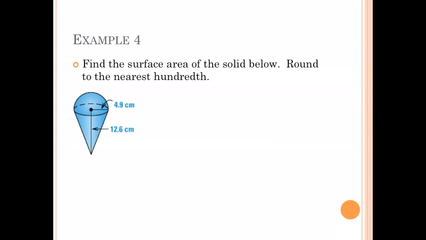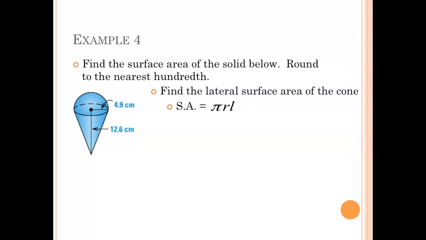Find the surface area of the solid below, round to the nearest hundredth. For this example, you can see that we have a cone, and then on top we have what looks like half of a sphere. To find the surface area here, we're going to first start off by finding the surface area of the cone. In this case, we only want the exposed parts, so we only want the lateral area of the cone. That's going to be pi times r times L, where L is the slant height.